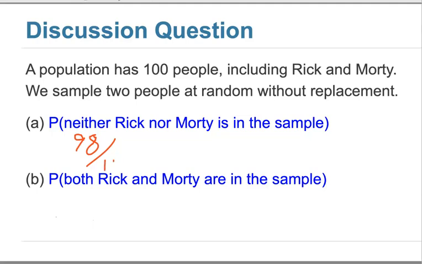So here you see the first person, not Rick or Morty, is 98 out of 100. After I choose this person, how many people do I have left for the second person? I only have 99 people. Then I need to choose 1 person who is not Rick or Morty, so you only have 97 to choose from. Okay, like we say, you choose the first person and the second person. So that's why we use what? The multiplication rule.